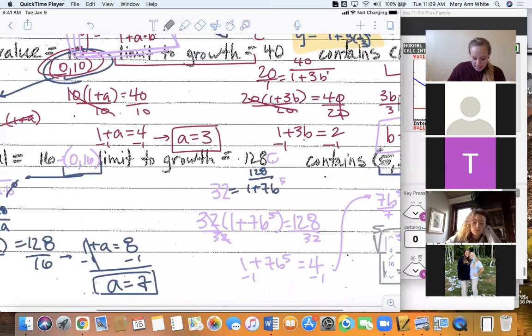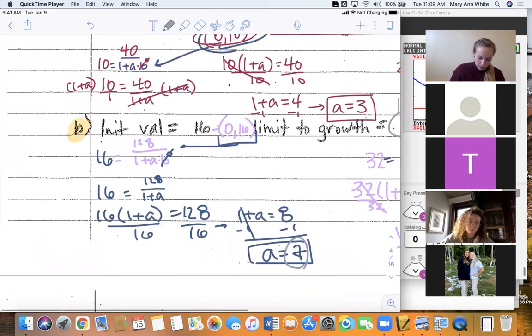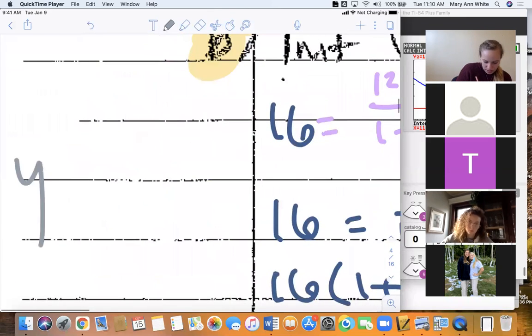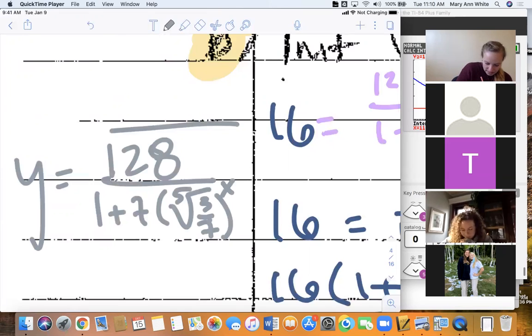While A was an easy, nice, pretty number, B was a little weird, but we can still write this in one big equation like we did on the last one. So I'm going to go off to the side and write y equals 128 divided by 1 plus 7 times the 5th root of 3 over 7 raised to the x. So my logistic function altogether: y equals 128 over 1 plus 7 times the 5th root of 3/7 raised to the x.